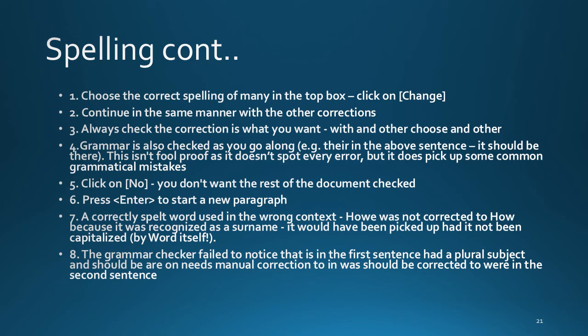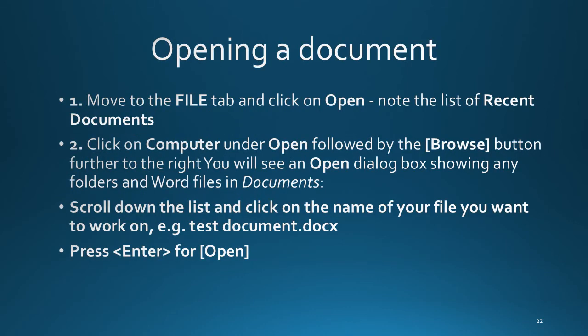Press Enter to start a new paragraph. 7. A correctly spelled word used in the wrong context. How, HOWE, was not corrected to how, HOW, because it was recognized as a surname. It would have been picked up had it not been capitalized by Word itself. Number 8, the grammar checker failed to notice that is in the first sentence had a plural subject and should be are, so needs manual correction. 2, in was should be corrected to were in the second sentence.